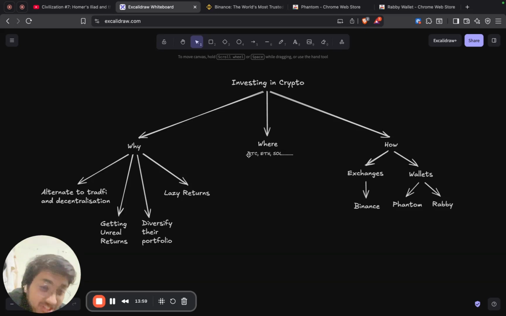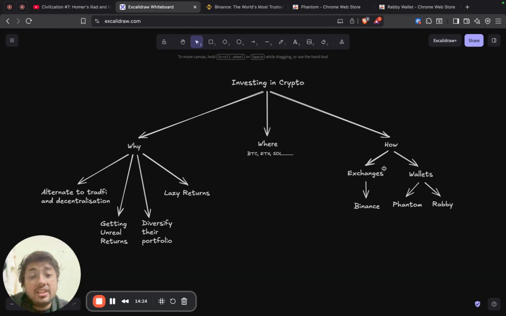Now, let's jump to how. How do you start investing? So, there are two things that you need to understand for now. There are actually a lot of things you need to understand. You need to understand custodial wallets versus non-custodial wallets, gas fees, and all of that. But let's stick to two things because this is what you'll be using, and you don't really need to understand all the terms to start using them.